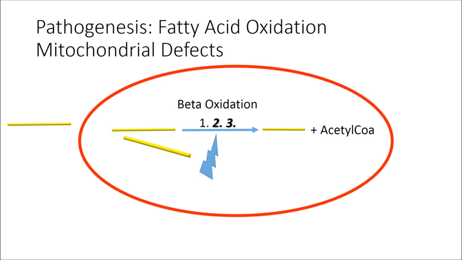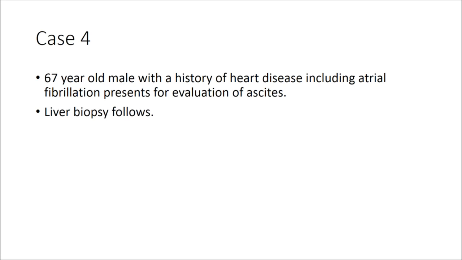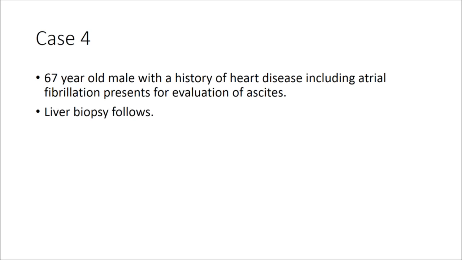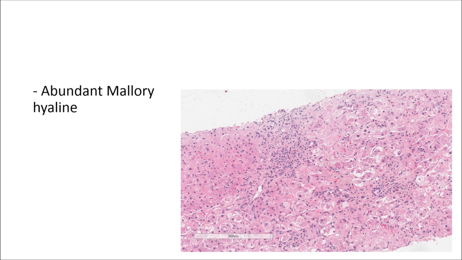I want to close with one last case, and this is a gentleman with a history of heart disease and atrial fibrillation, and he was being evaluated for ascites. A liver biopsy was performed, and I show you what it is here. What one can see is there's a portal tract, but, I'll go back a moment here, there is abundant Mallory hyaline, and again, minimal steatosis.